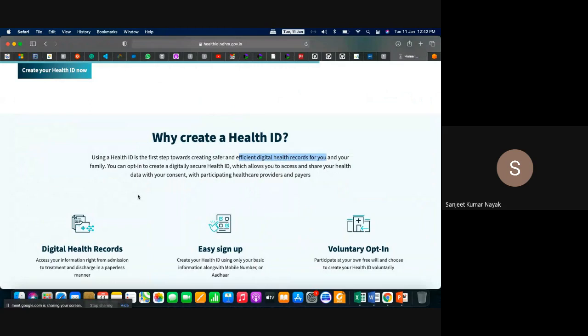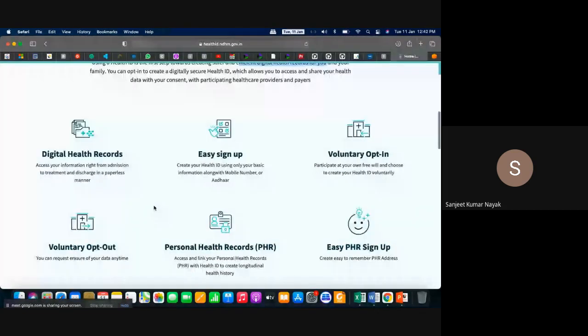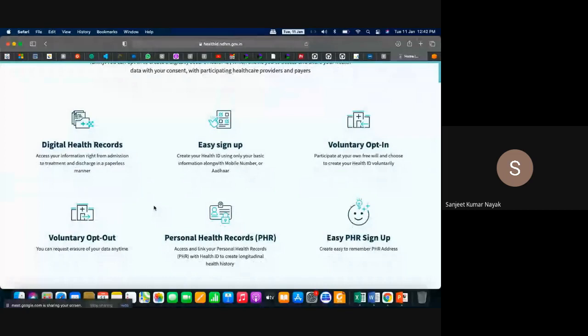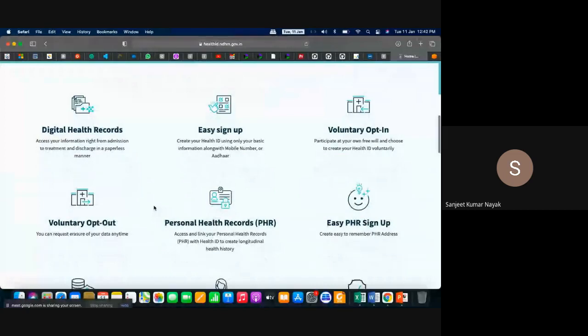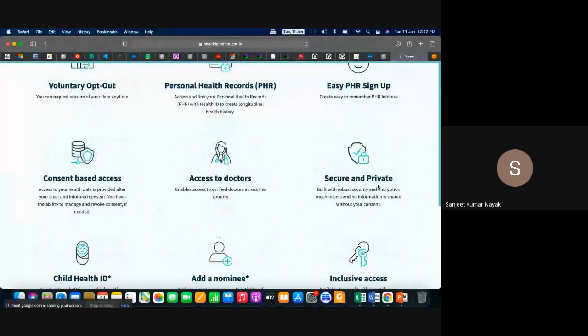So it is very essential to create a health ID, and it is not compulsory. If you want to use it, you can use it. Whenever you want to come out of this facility, you can come out. But it is very secure, secure and private, and this is what we are doing as a country. We are moving towards a digital health record system so that anybody can access it from anywhere, like a doctor of Chandigarh can advise a patient of Chennai. It is not a big deal.